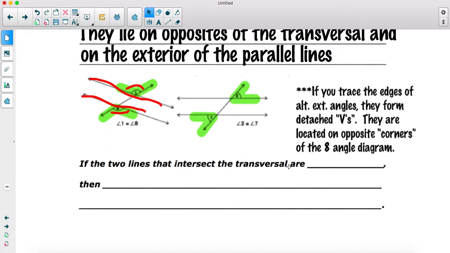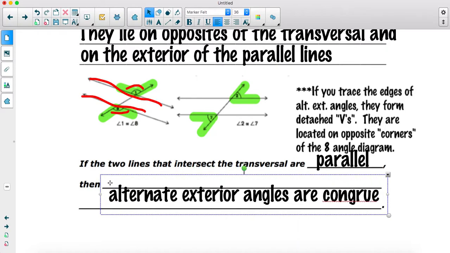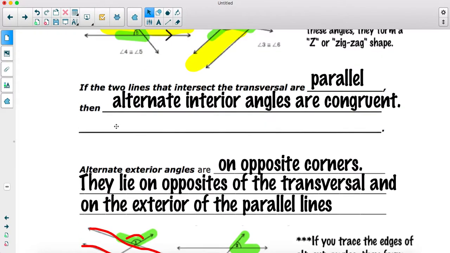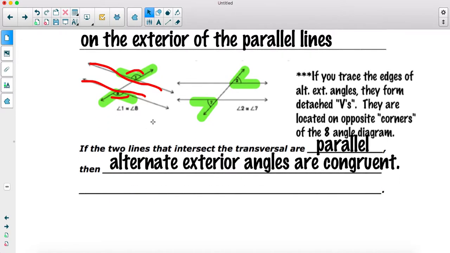So if those two lines are parallel, then alternate exterior angles are congruent. Please write the full word out here. These key ideas are the ones that are going to be used the entire unit for this lesson, okay?